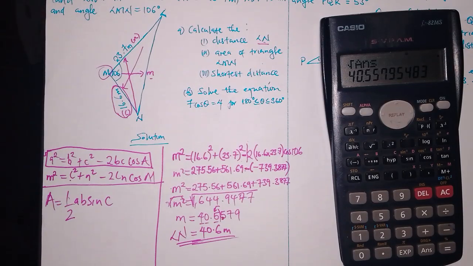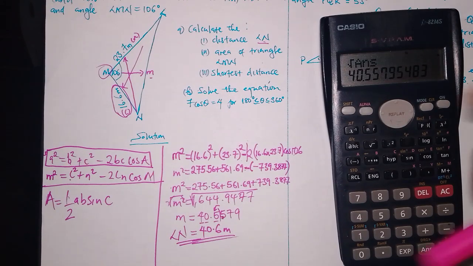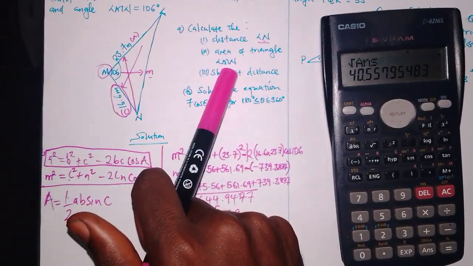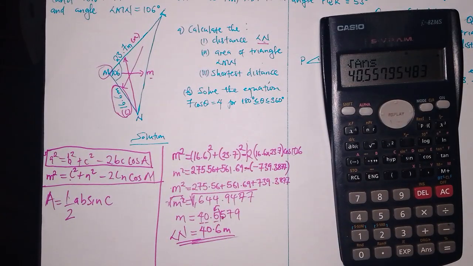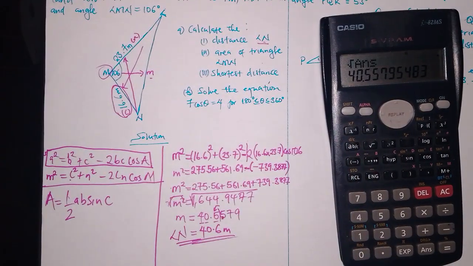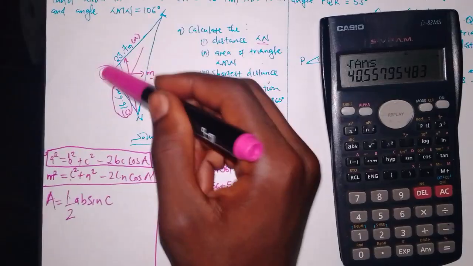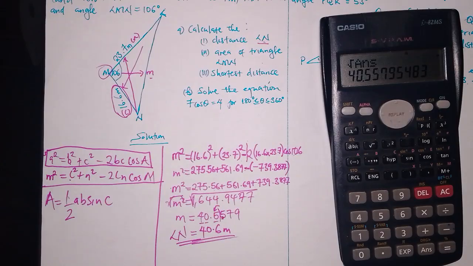So how can we calculate now the area? The question is saying first, calculate the area of triangle LMN. So here, the shortcut or the trick, just use the numbers you have been given where the angle is. In our case, we have L and M and our angle is between them. So these are the numbers we are going to use.